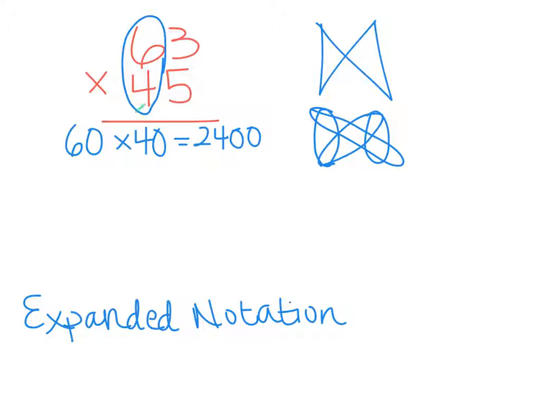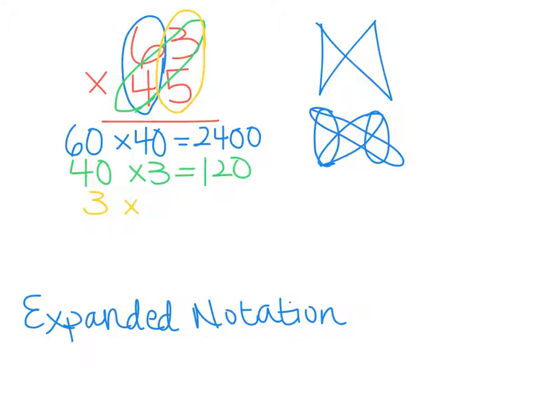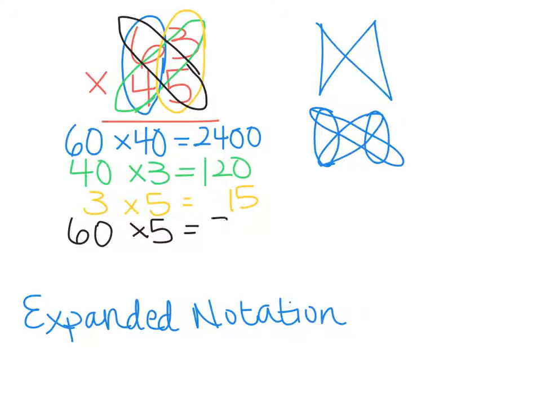Now I'm going to continue to connect my butterfly or bow tie, and I have circled the 4 and 3. However, the 4 is in the tens place, so that's actually 40 times 3, which is 120. And I am going to connect the 3 and the 5. Those are both in the ones place, so they are 3 times 5, which is 15. And then last but not least, I am going to connect the 6 and the 5. Since the 6 is in the tens place, that's 60 times 5, which is 300.